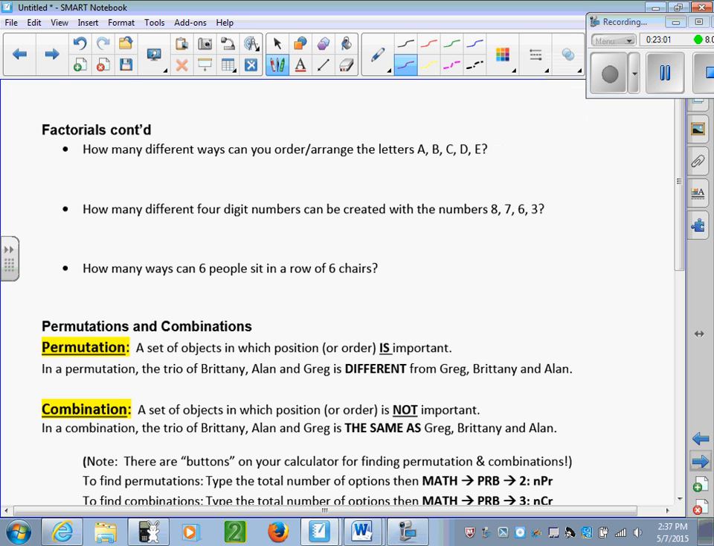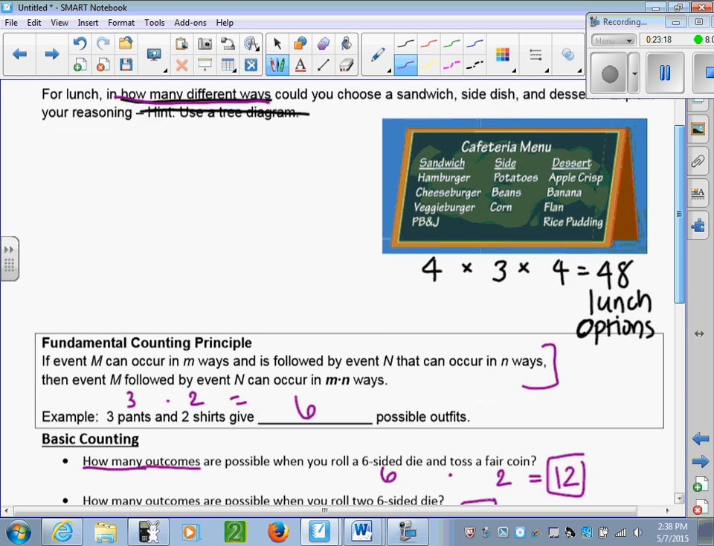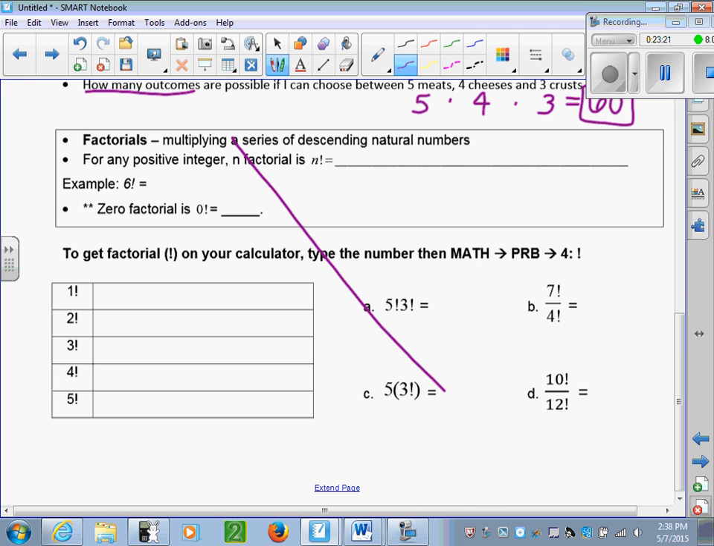Now, when it says how many different ways, this is where you're going to use your factorials. How many different ways can you do something? Then you're going to use factorials, okay? A factorial, all it is is multiplying. I guess if you go back, it does have it here. Factorials, all it is is multiplying numbers by the next number in order.